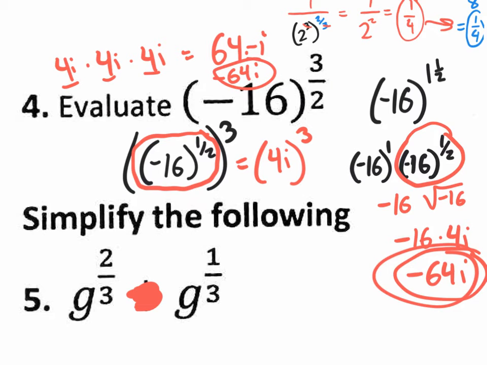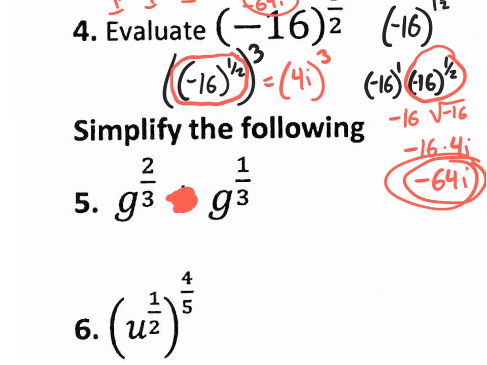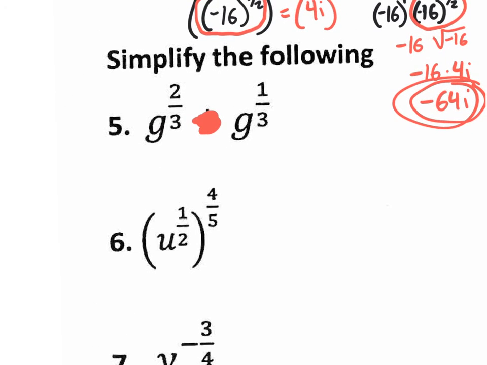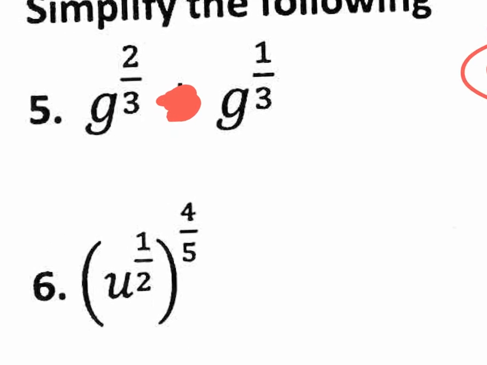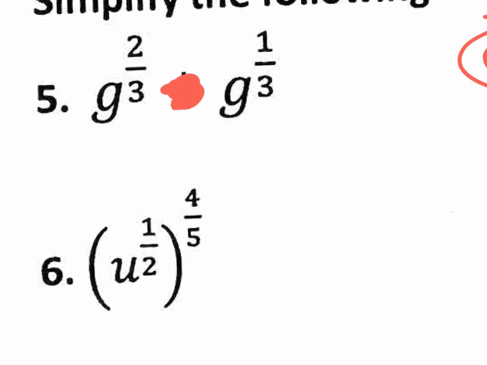So once again, the problem that most students have is the freedom, the many different choices that you could have on simplifying these. Okay. So number 5, what are we doing here? We're multiplying two terms with the same base. What do you do with those exponents? Add them. So what's your final answer? g. Why? Because 2/3 plus 1/3 is 3/3. 3/3 is really 1, and g to the 1 is really just g.